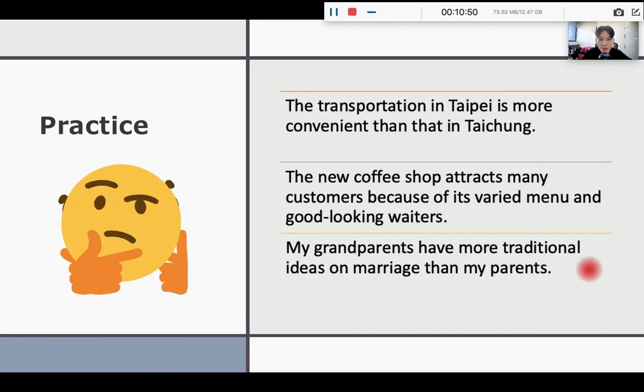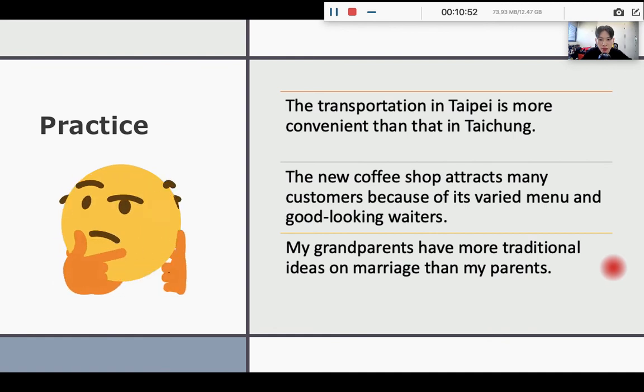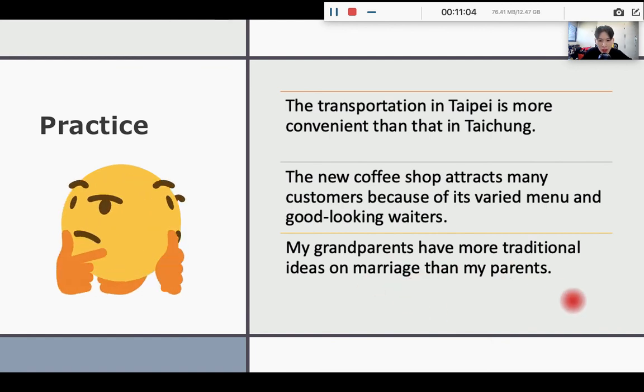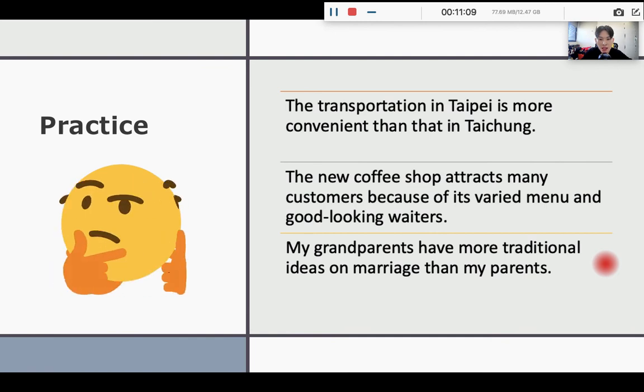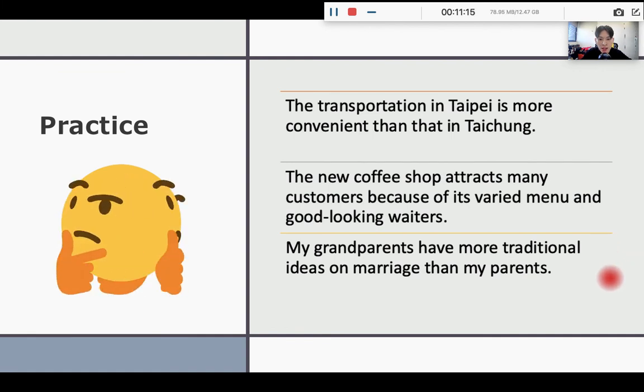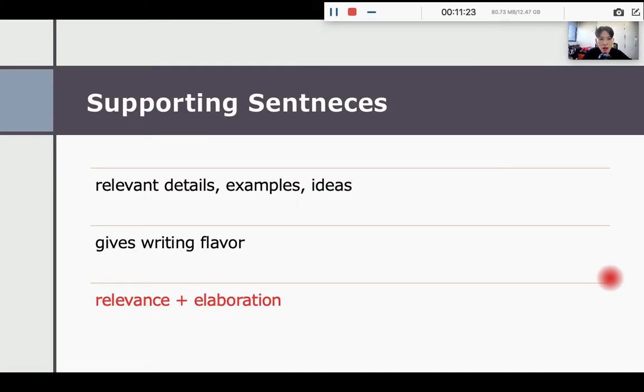And finally, my grandparents have more traditional ideas on marriage than my parents. So what is the topic here? The topic here is marriage, and the focus here is the comparison between your grandparents' ideas on marriage and your parents' ideas on marriage. Okay, so this is a practice to check if you can identify the topic and the focus in the topic sentence.